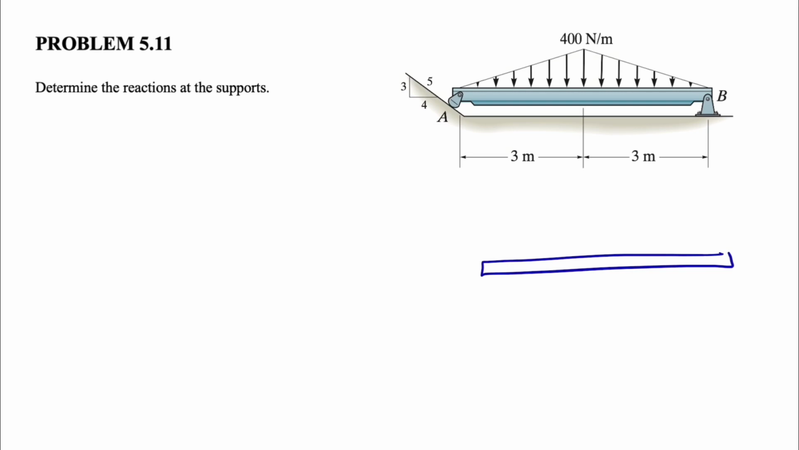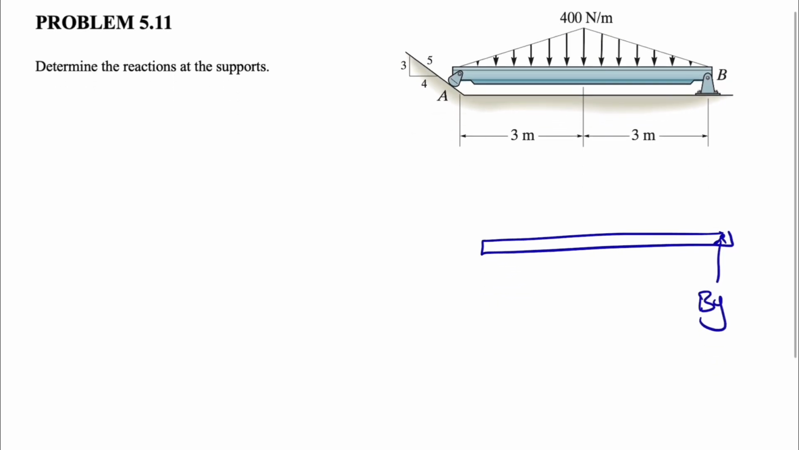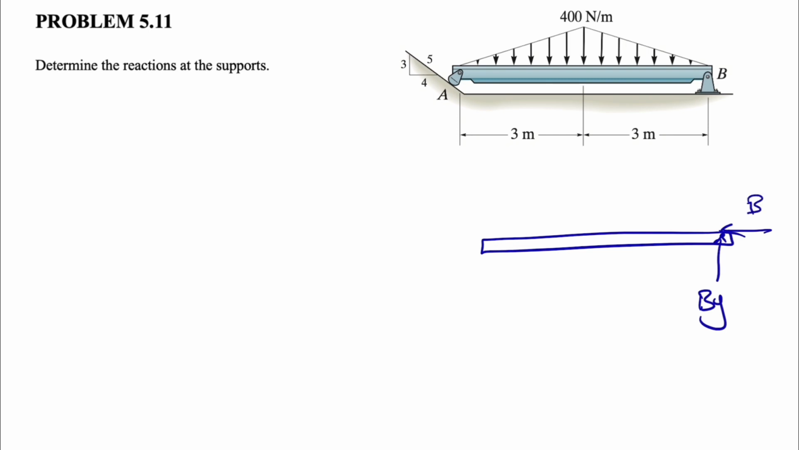So let's start with the free body diagram. We have this rod AB with the pin at point B, which means we have two unknowns, BX and BY. We have the roller at point A. Let's consider our X and Y like this for the positive side of X and Y, and at point A, since it's a roller, we only have a normal force. Let's call it NA.